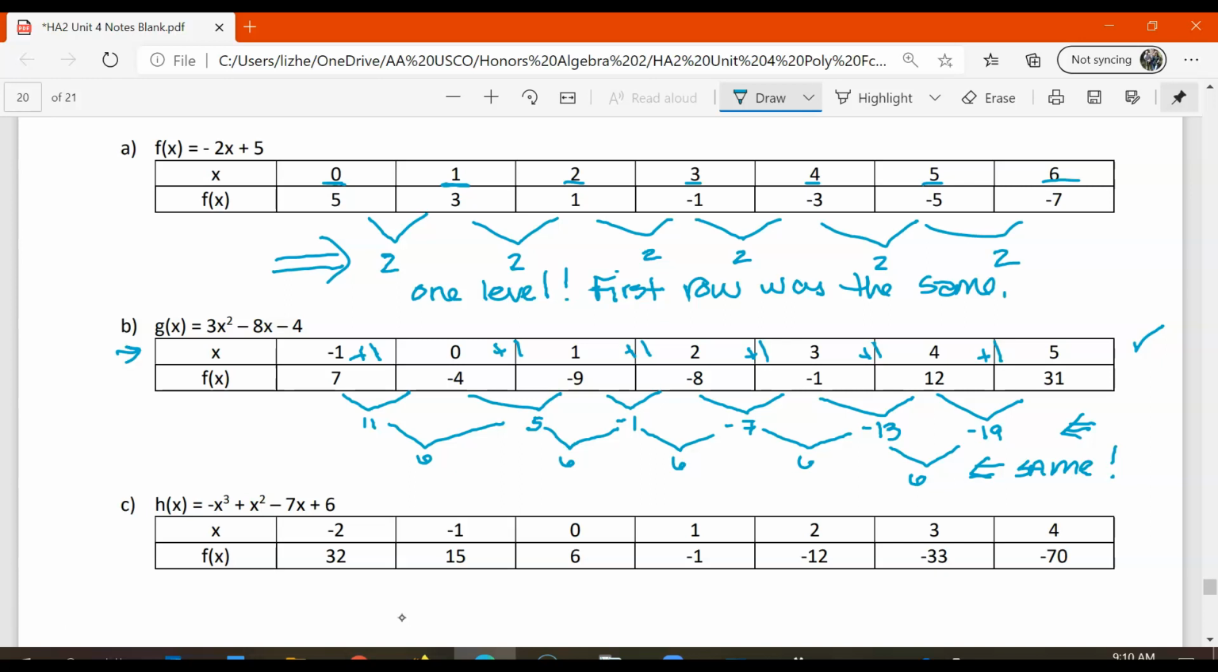And how many levels? So then question 3, how many levels of differences did it take? It took 2 levels. So it was on the second row that they were the same.